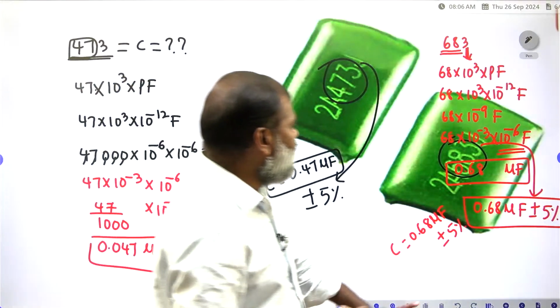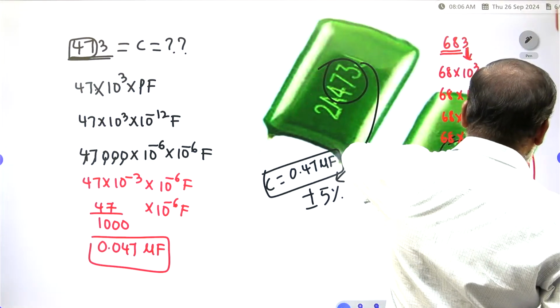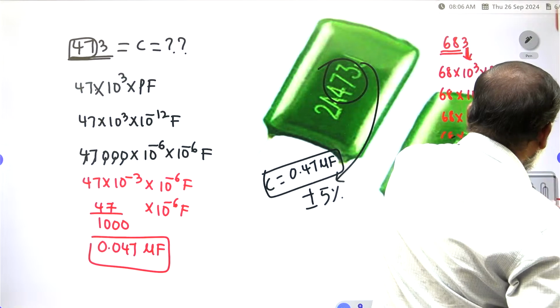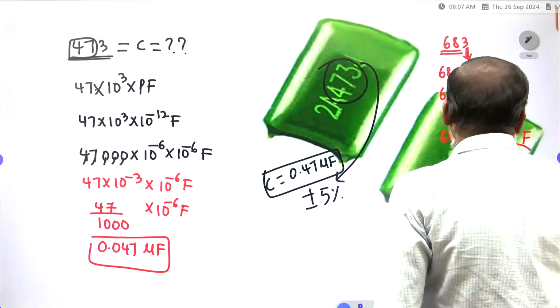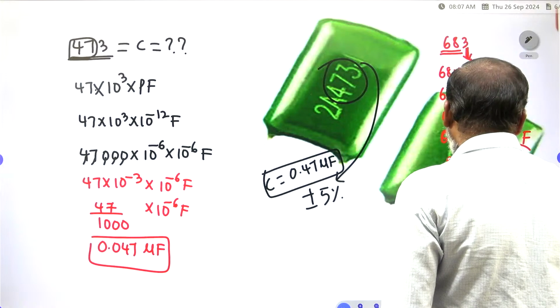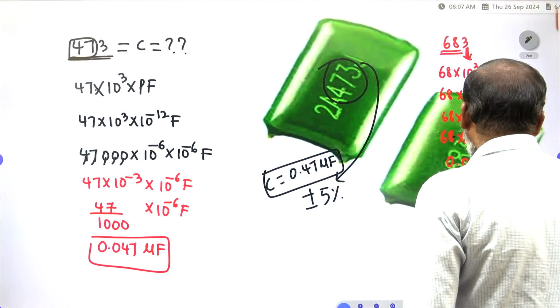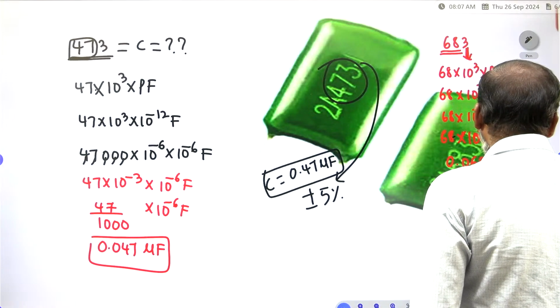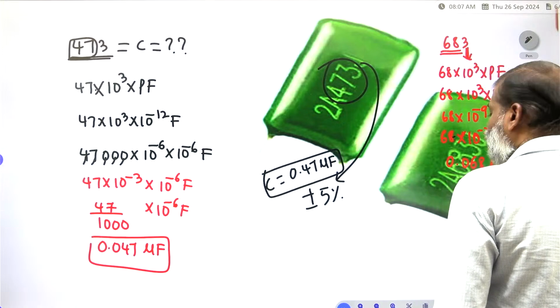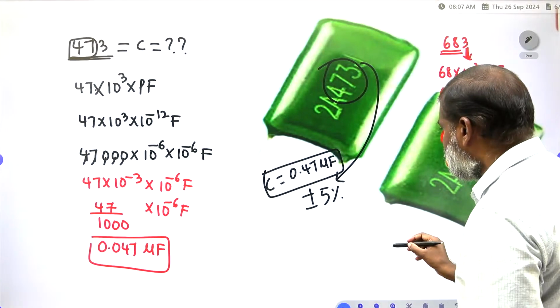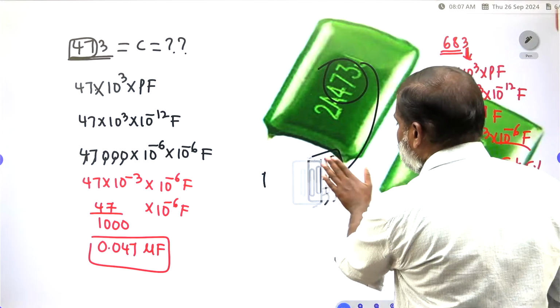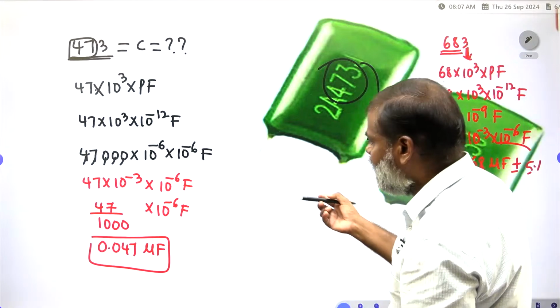Now you see here also the same thing. This one also I made a small mistake. 68 into 10 to the power of minus 3 means 0.68 microfarad plus or minus 5%. If it is J, plus or minus 5%. This is also the same. Once you take, if it is 473, what is that?